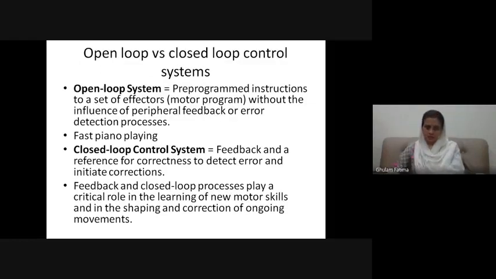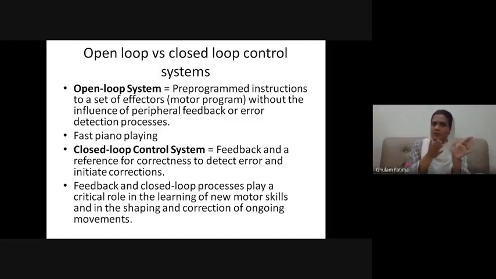So there are certain systems which are called open loop versus closed loop control systems. Open loop controlled systems are those where the person does not have the time for feedback, or proper feedback or error detection is not there. In that case, programmed instructions are sent to a set of effectors, which is called a motor program. So motor programs are programmed instructions in your brain.